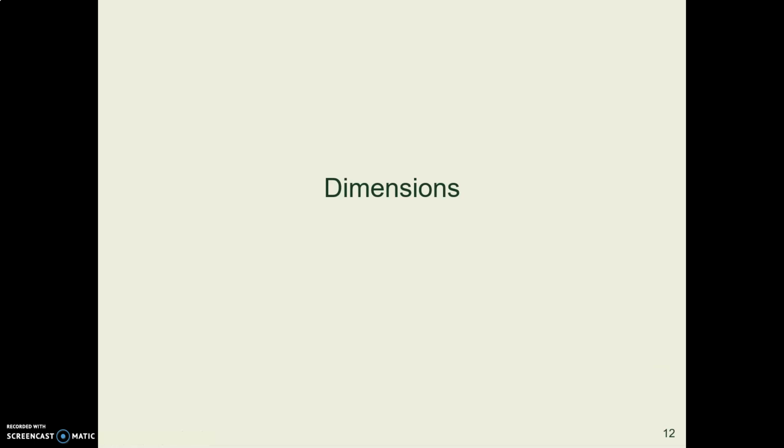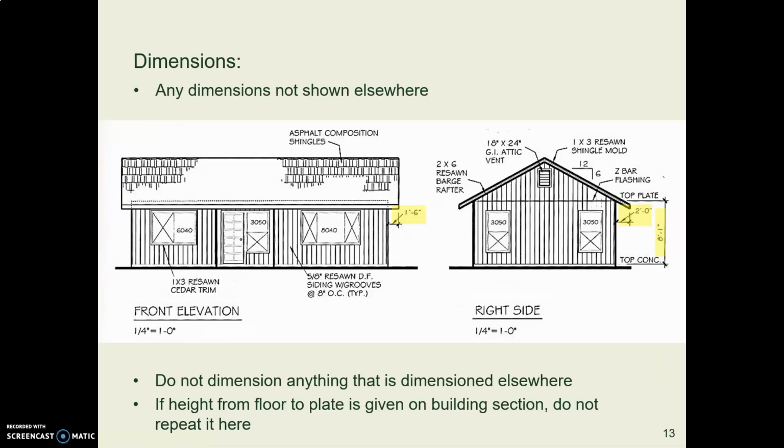Now about the dimensions. We don't put very many dimensions on an elevation. We just put dimensions that are not given anyplace else. For example, you might want to dimension a roof overhang in both directions. And you might want to dimension the heights, maybe the finished floor, finished ceiling, or top of plate, top of plate. Oftentimes these elevations are given in a section drawing, and if they are, you would not repeat them here.